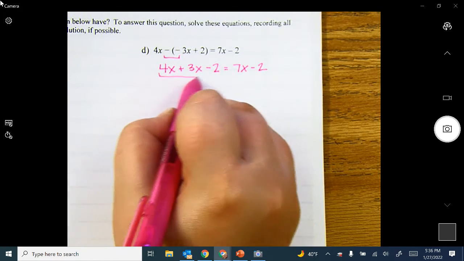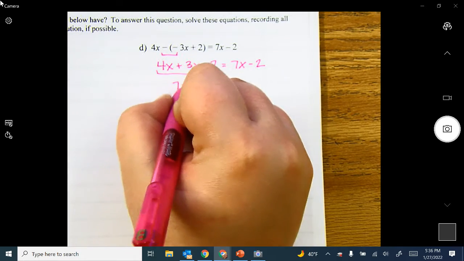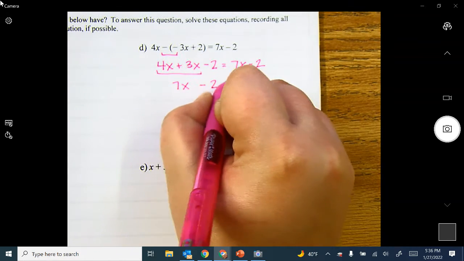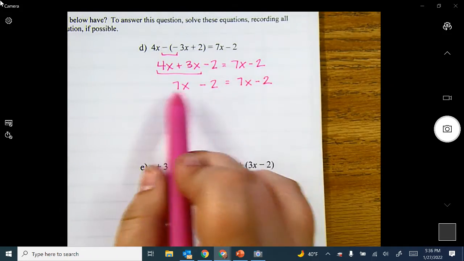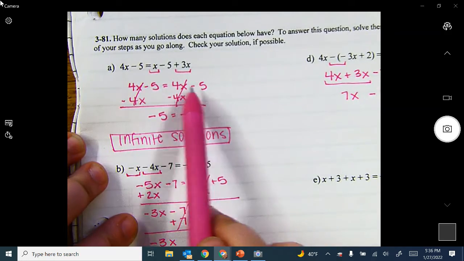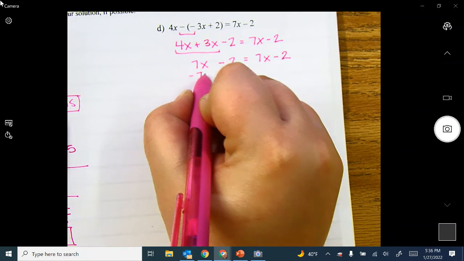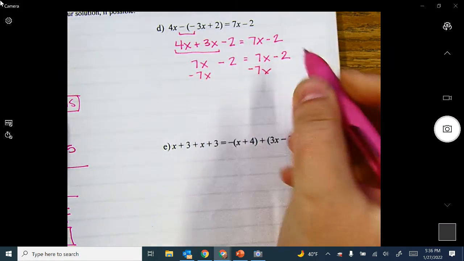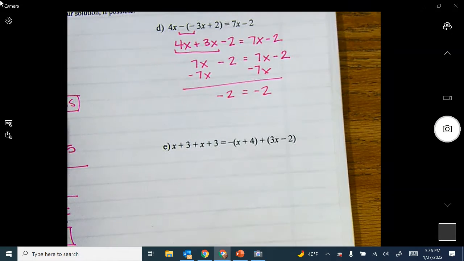All right, now I have some combined like terms to do. 4x plus 3x means I have 7x minus 2 is equal to, oh, look at that, 7x minus 2. So I have the same thing on both sides, which should be a big red flag here. Okay, so if I take away 7x from both sides, then I end up having negative 2 equals negative 2.